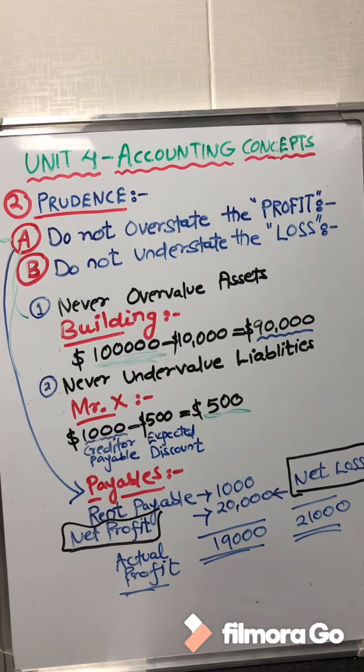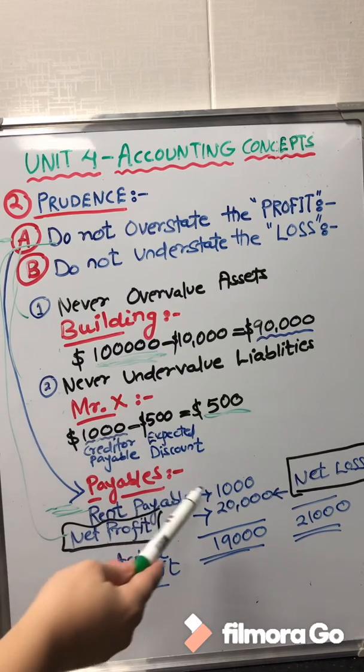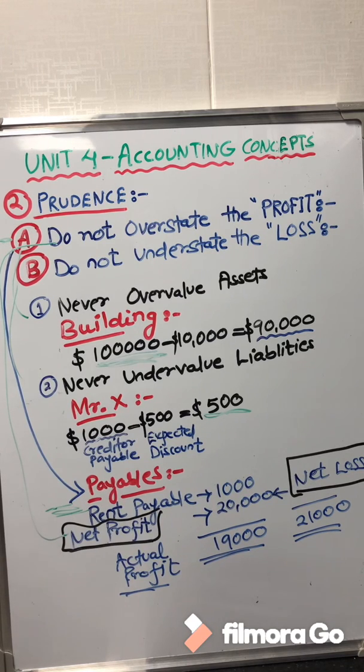The net profit for that year is 20,000. If we are not going to include this rent payable, it means we are overstating the profit. So what this concept is telling us is that do not overstate the profit. To get the actual profit, or to get the true and fair view of accounts, we have to deduct this 1000 from the net profit. So your actual profit for that year is 19,000, not the 20,000.